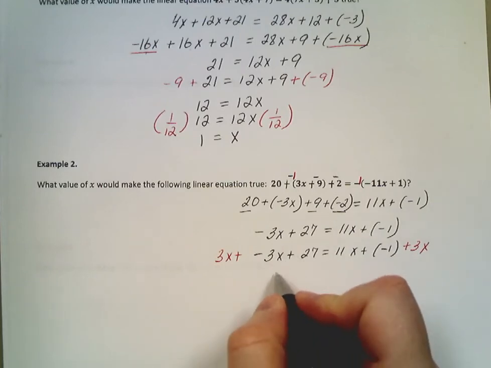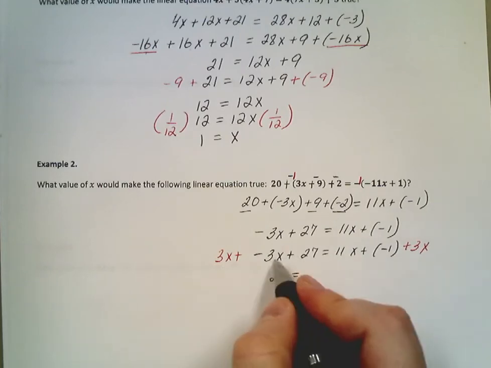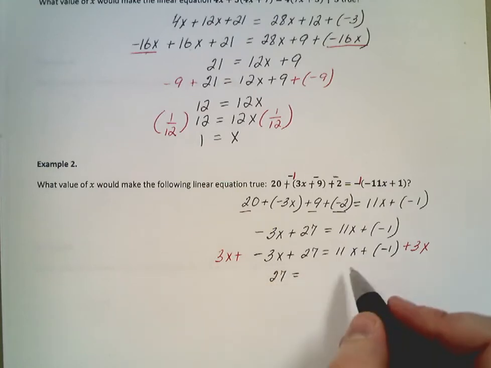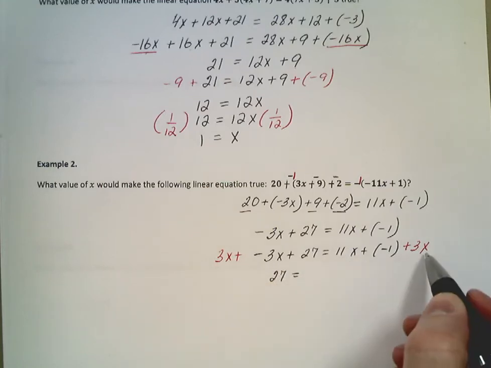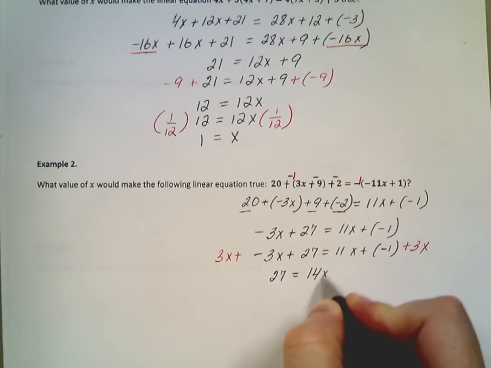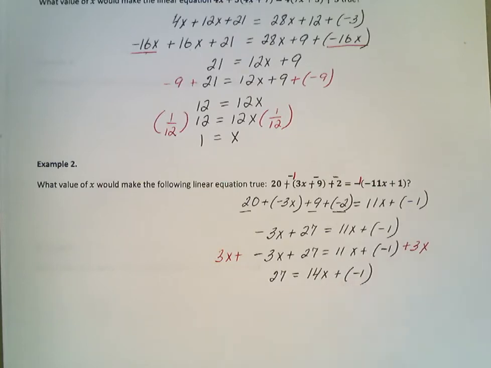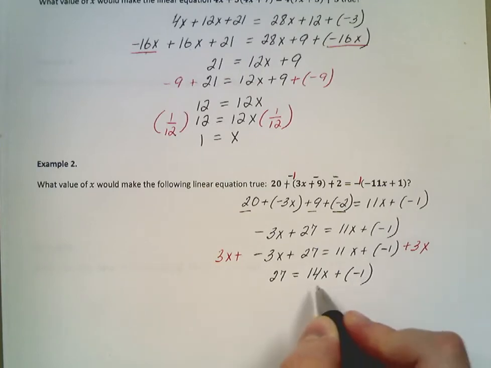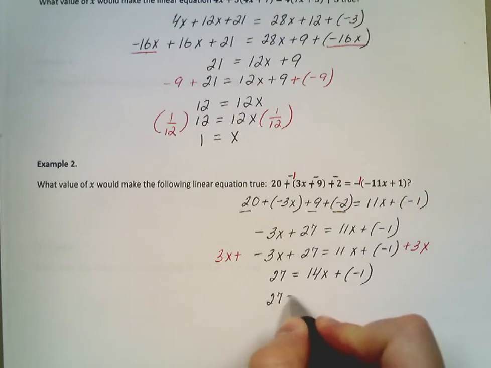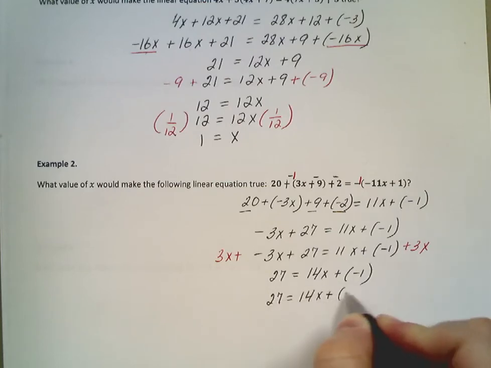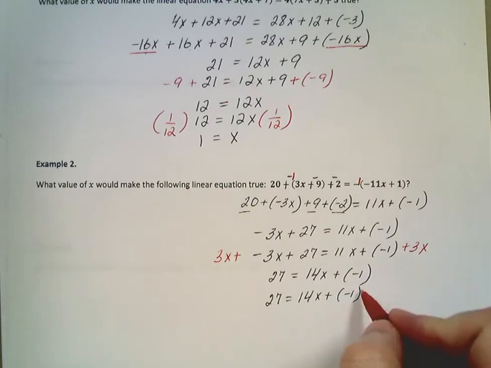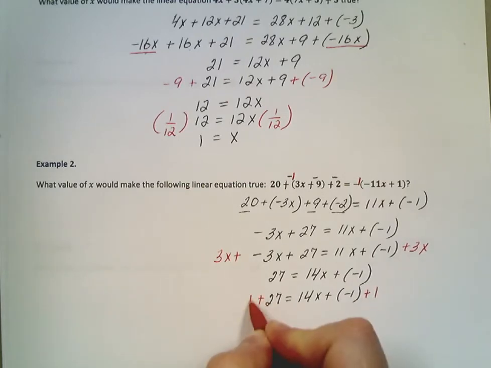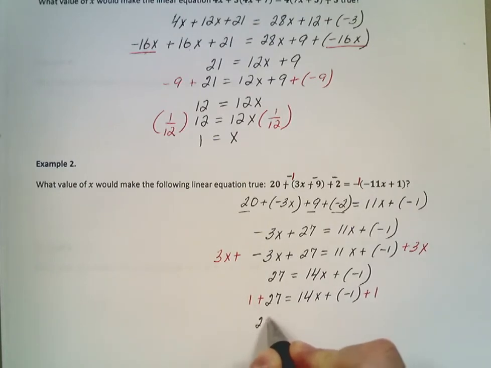Okay, on the left side, I will have 27 left because 3x and negative 3x cancel each other out. On the right side, I will have 11x plus 3x, which is 14x, plus negative 1. Now I'm moving that negative 1 to the left side because I want to have x on its own. So 27 equals 14x plus negative 1, and I'm going to add 1 to both sides of my equation. So I will have 28 equals 14x.